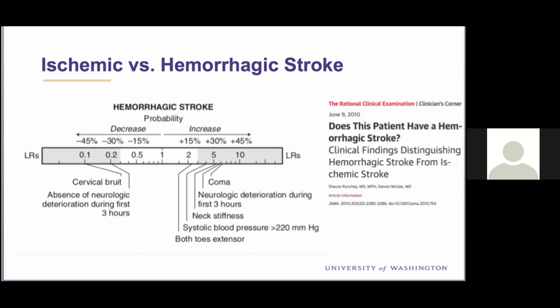Other thoughts or things to raise about the last couple of cases? I'll pause here for a moment.